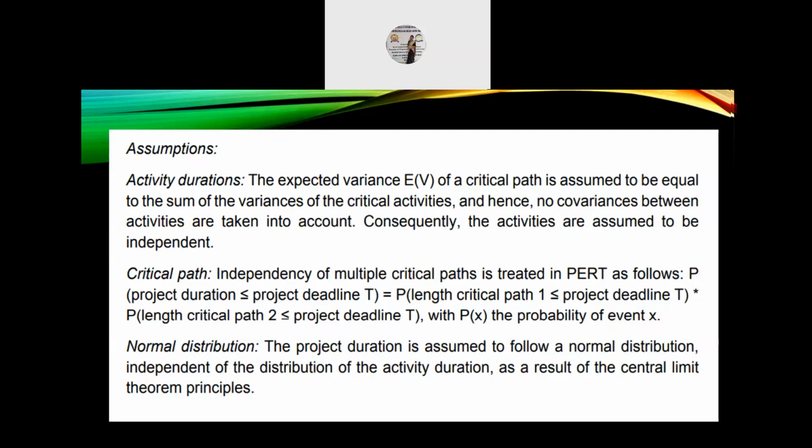Critical path. Independency of multiple critical paths is treated in PERT as follows. Next, normal distribution. The project duration is assumed to follow a normal distribution independent of the distribution of the activity duration, as a result of the central limit theorem principles.